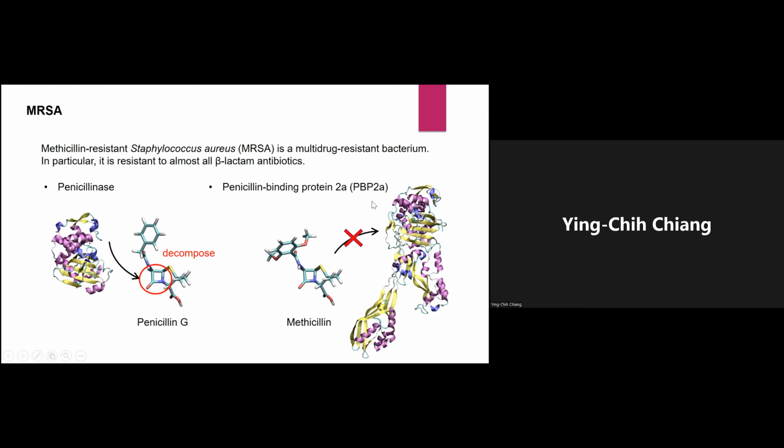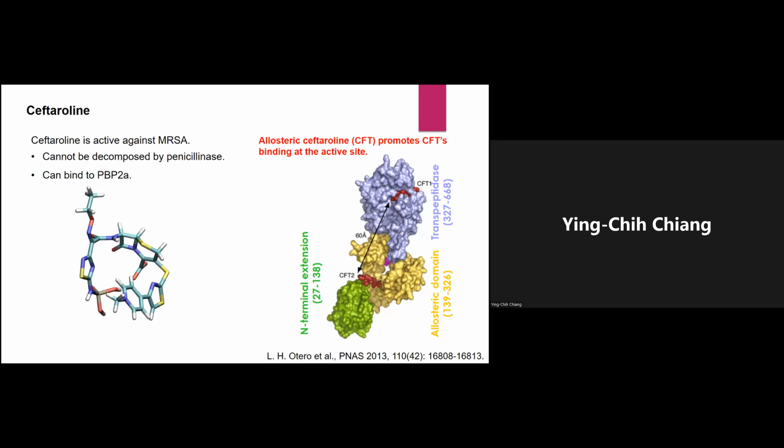That is why it has a very high resistance, except for one drug called ceftaroline. Ceftaroline is an active drug against MRSA. That means it cannot be decomposed by penicillinase and it can bind to PBP2A. The reason why it can bind to PBP2A was not very clear until 2013, when Professor Mobashery's group crystallized PBP2A with ceftaroline.